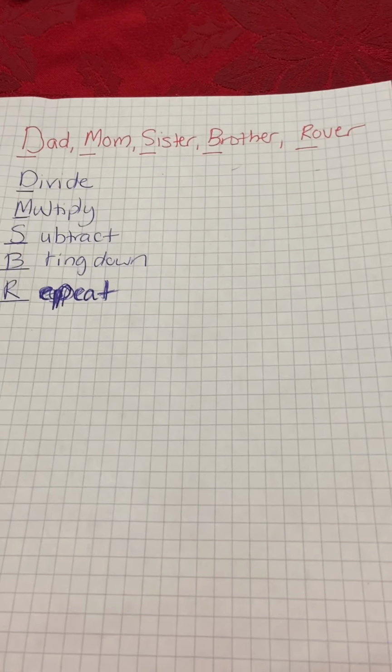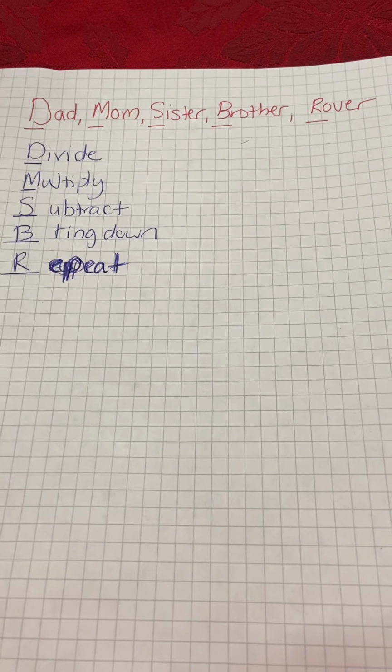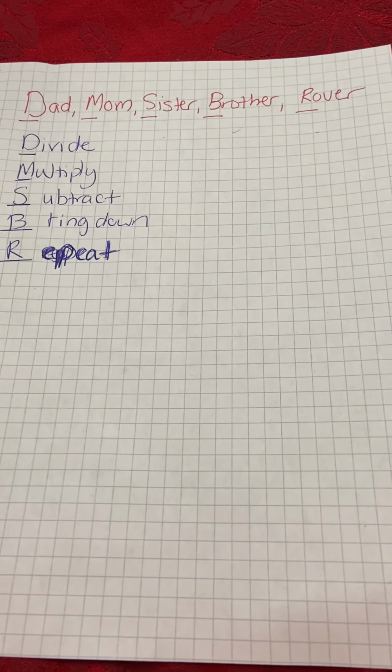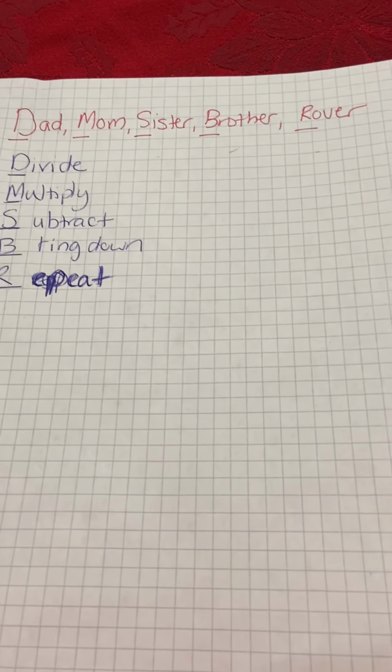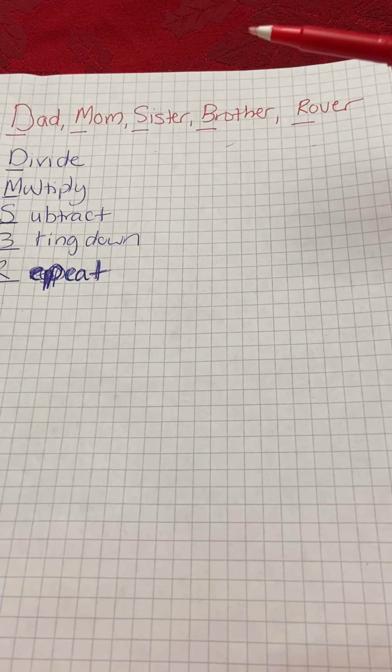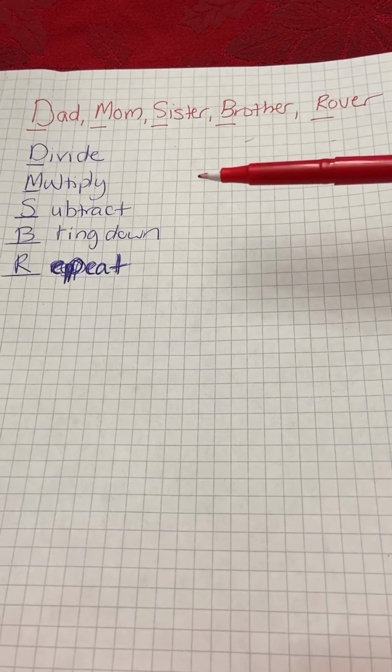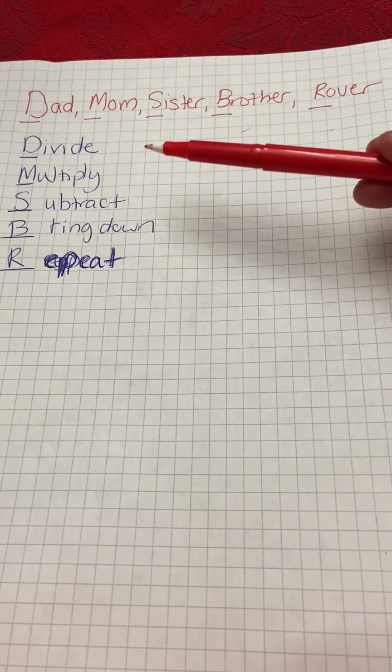All right, we're going to go over dividing two numbers when the second number, the number we're dividing by, is pretty large and it's not a basic fact. What are some tips we can use? To help myself out, I remember Dad, Mom, Sister, Brother, Rover: Divide, Multiply, Subtract, Bring down, Repeat. DMSBR.